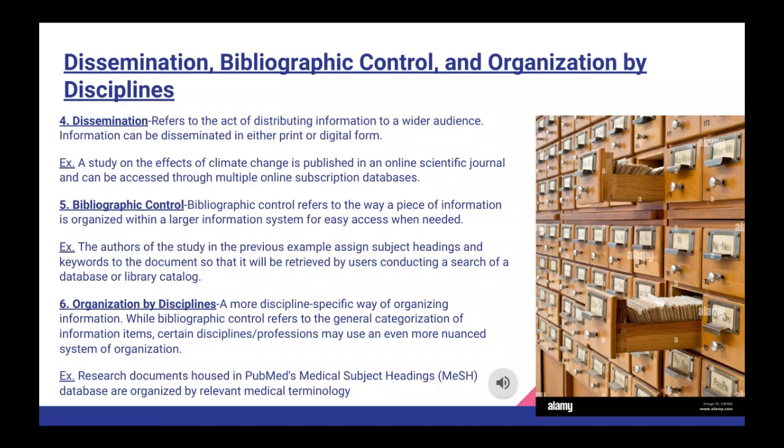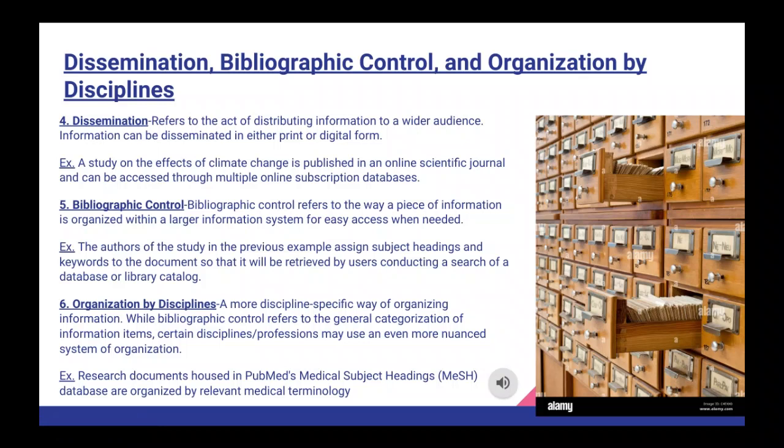Bibliographic control. Pieces of information must be organized into some larger system in order to ensure that users will be able to access the information when needed. For example, subscription databases and library catalogs can organize thousands of pieces of information by assigning subject headings and keywords to each information entity. By incorporating information into an organized system, its preservation becomes easier as it has clear access points and is less likely to be lost in the ether.